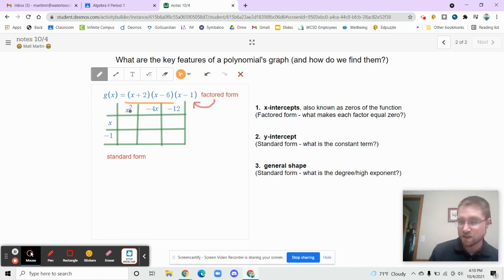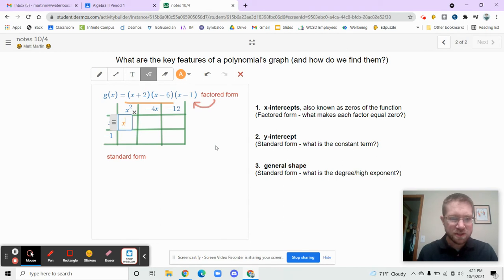It makes x squared minus 4x minus 12. So if I'm trying to get that in standard form, now I just need to multiply my result there by x minus 1. So I will take the result of the first two terms and then multiply that by x minus 1. Let's see how that goes.